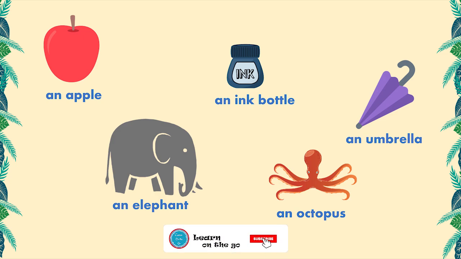All these words, they began with a vowel sound. Apple, so we use an apple. Elephant, an elephant. Ink bottle, an ink bottle. Octopus, an octopus. Umbrella, an umbrella. We use the article an before words that begin with a vowel sound.